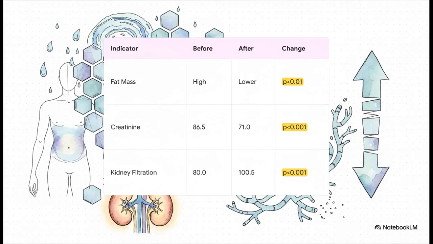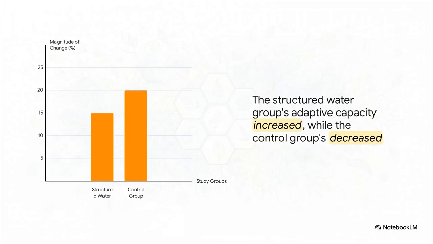And the results were pretty mind-blowing. Look at this data for the structured water group. Statistically significant reduction in fat mass. And even more impressive, look at the kidney function markers. Creatinine went down, and kidney filtration shot up. That's a huge improvement in a major organ system. And it wasn't just biochemical, Béchamp. Their adaptation potential, basically their body's ability to handle stress, went up by 15%. Meanwhile, the control group, drinking regular water, saw their potential decrease by 20% over that same month.